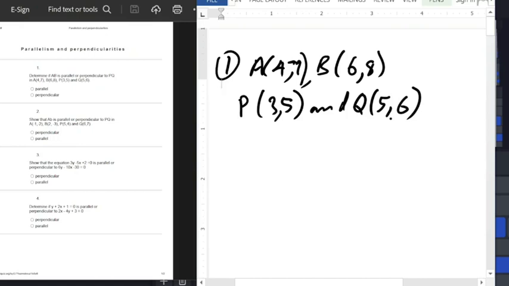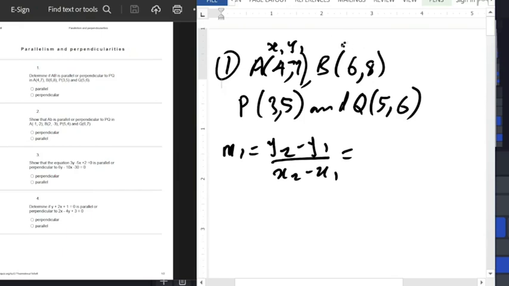To know whether they are parallel or perpendicular, we look for the gradient of line AB. So we use M1 for that. M1 equals Y2 minus Y1 all over X2 minus X1. So from AB, we have X1, Y1, X2, Y2. Y2 is 8, so 8 minus 7 all over 6 minus 4, which equals 1 over 2. So M1, the gradient of line AB, is half.